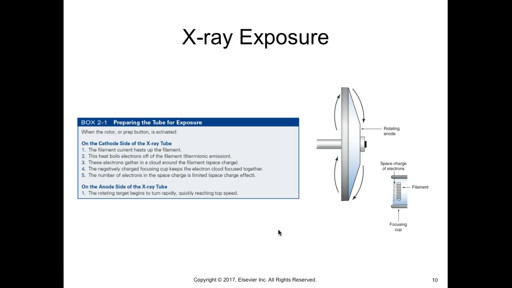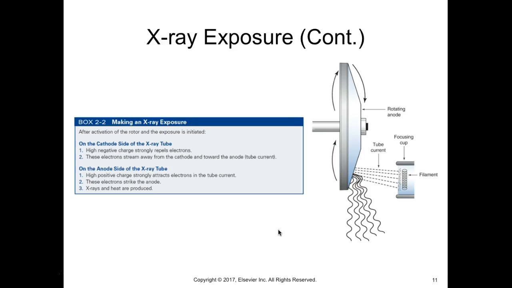The negatively charged focusing cup keeps the electron cloud together. The number of electrons in the space charge is limited, so it's called the space charge effect. There can only be so many electrons in that small little area. Once you get to that level where you can't have any more boiling off, you've hit your space charge effect. On the anode side of the tube, when the rotor button is prepped, the rotating anode begins to turn rapidly, quickly reaching top speed.